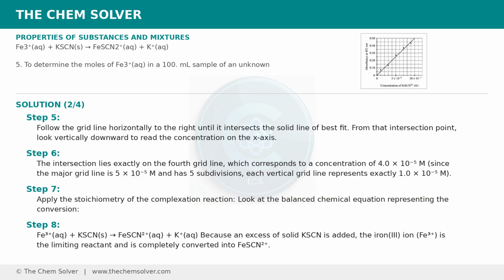Apply the stoichiometry of the complexation reaction. Look at the balanced chemical equation representing the conversion. Fe3+ plus KSCN gives FeSCN2+ plus K+, because an excess of solid KSCN is added. The iron(III) ion, Fe3+, is the limiting reactant and is completely converted into FeSCN2+.